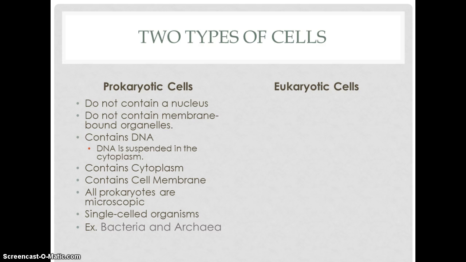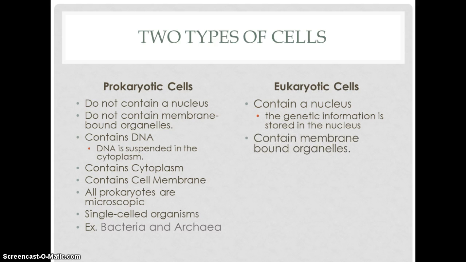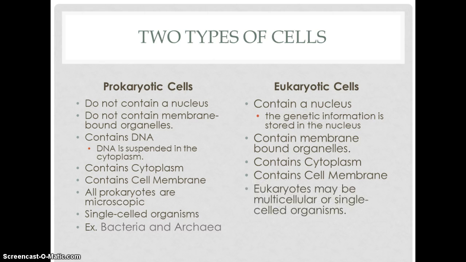The other type of cells are eukaryote cells. The prefix eu means true, kary means nucleus. Eukaryote cells contain a nucleus. The genetic information is stored inside the nucleus. They also contain membrane-bound organelles, which we'll discuss later on in the presentation. They contain cytoplasm. They contain a cell membrane, which we'll talk about in the cell transport learning module. And eukaryotes may be multicellular or single-celled organisms. Some examples include plants, animals, and fungi.